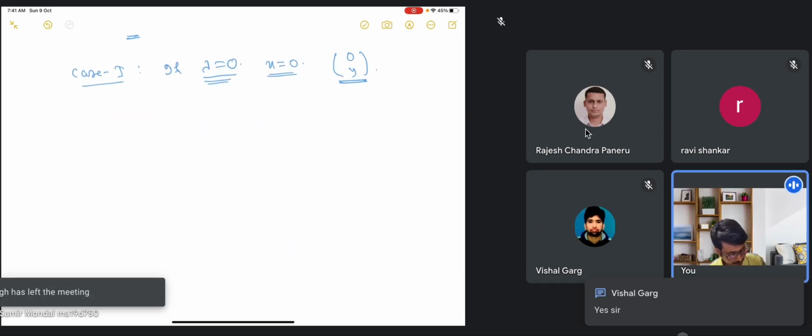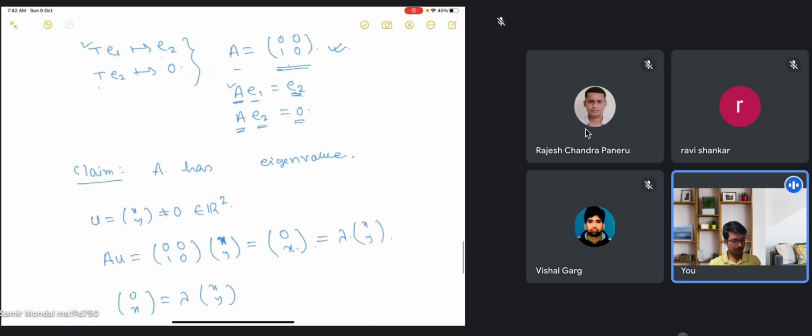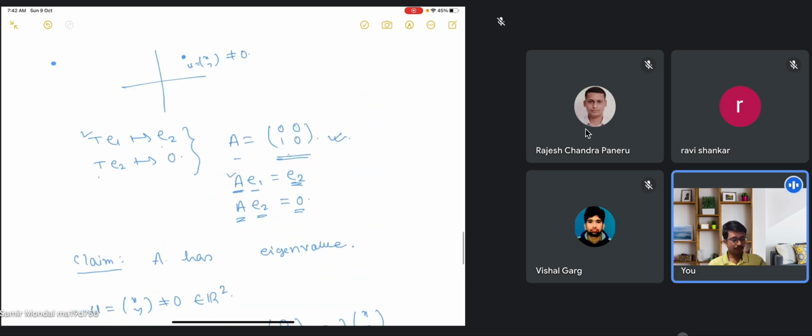Okay, take this one. Take 0 0, 1 minus 1, this one. Okay, yeah, I think it will work. And I did a little bit of a mistake. This is an example of a not diagonalizable matrix. Okay, here eigenvalue exists, but you can check that this is a not diagonalizable matrix.